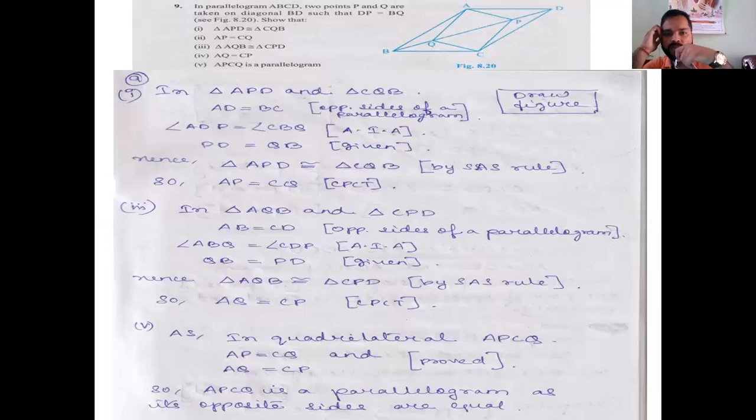Okay, so this question, it seems like it's too long. It's very easy to solve. See, in a parallelogram ABCD, 2 points P and Q are taken on diagonal BD such that DP is equal to BQ. So here DP is equal to BQ. Show that triangle APD is congruent to CQB.